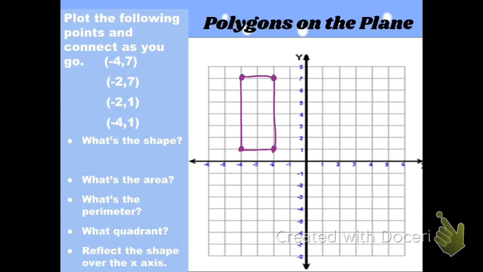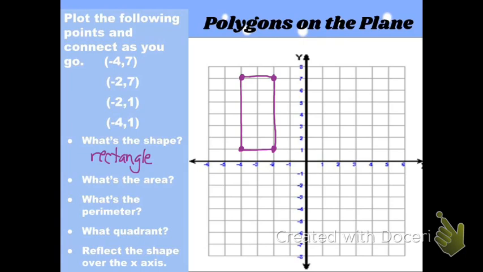Okay, so we made our shape. And then it says, what's the shape? What is it? It's a rectangle. Now, it's going to ask us to tell what the area and the perimeter of them are.